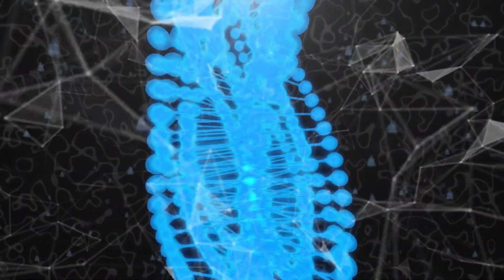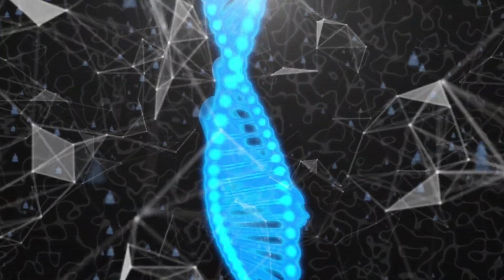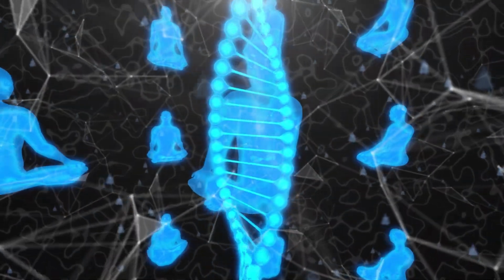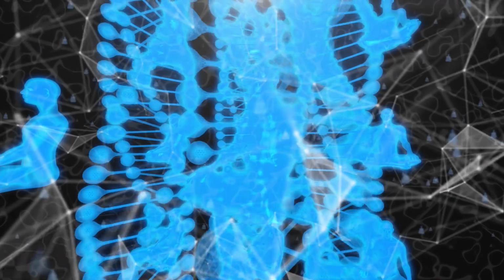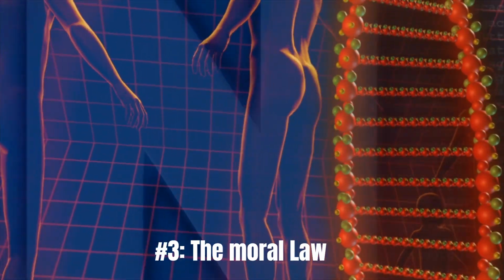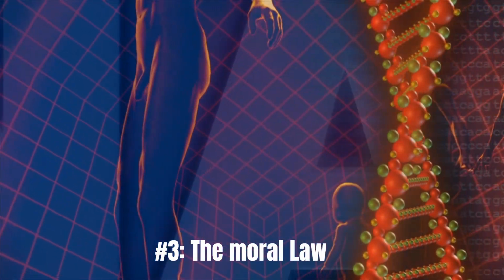For example, DNA is a molecule that stores information in a digital code that can be copied and translated into proteins. It has a double helix structure that protects it from damage and allows for replication. It contains about 3 billion letters that encode about 20,000 genes that regulate all the functions of a human cell. Number 3, the moral law.